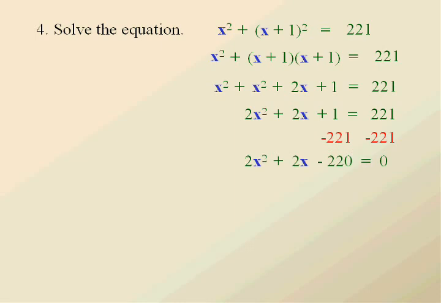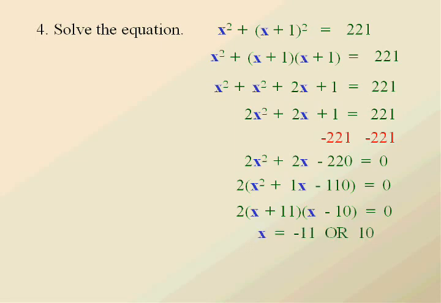Okay, now I could factor at this point, but remember the first step to factoring is to take out the common factor if there is one, and there is one in this case. So I took a 2 out. Then, let me factor a little further, and I'll get 2 times quantity x plus 11 and x minus 10, which means I have two possible answers, either negative 11 or 10 for x.